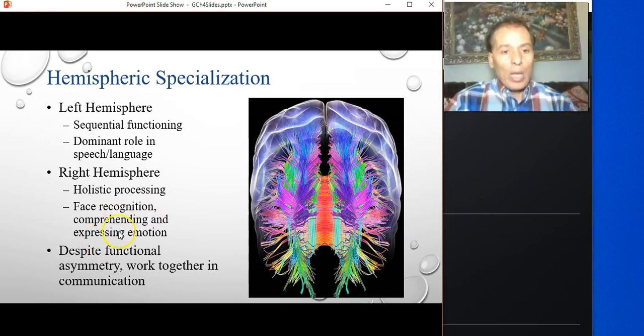Okay. So again, even though they look the same to you anatomically, mostly the same, in terms of function, they have asymmetric function, meaning each one performs or is dominant for a certain kind of function.